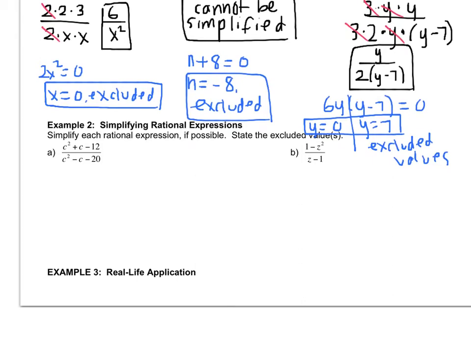When you want to simplify something that contains a trinomial or anything more complicated than what we did in example 1, you have to factor it first. So when I factor the numerator, I get, let's see, no pun intended. Let's see, it's going to be plus 4 minus 3.